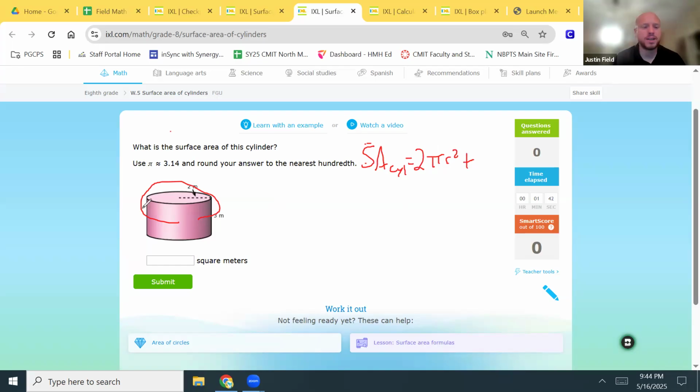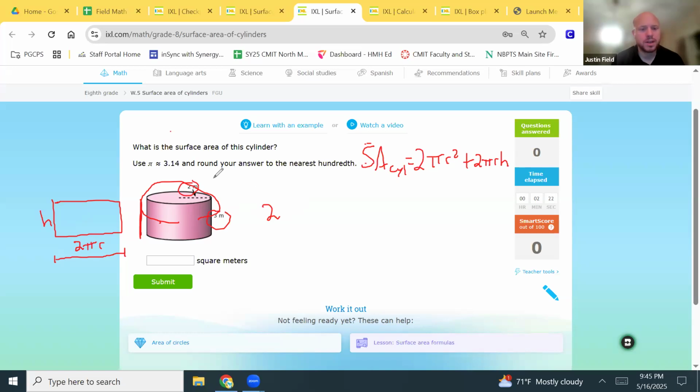And then the rectangle, so the side folds out into a rectangle, and the bottom of the rectangle is the circumference of the circle. And we know the circumference formula of a circle is 2 pi r. And then this side is the height of the cylinder, so it's going to be h. So it's 2 pi r h. And so the cylinders are a little bit nicer than the other shapes because we have a formula. And if you know the height and the radius, then you just substitute them in.